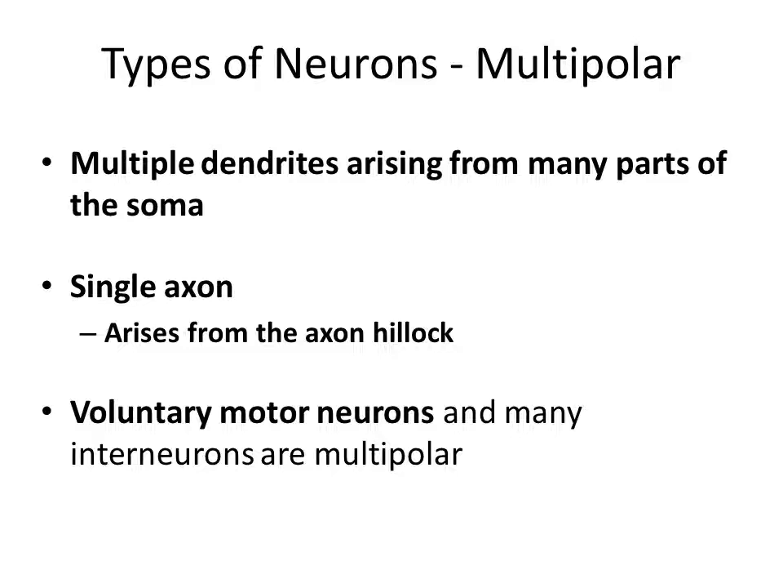Where the axon comes off the cell body, there is an enlarged area called the axon hillock. This area has many ion channels in it, which will be important for the generation of action potentials. Voluntary motor neurons are one type of multipolar neuron, and many interneurons are also multipolar.